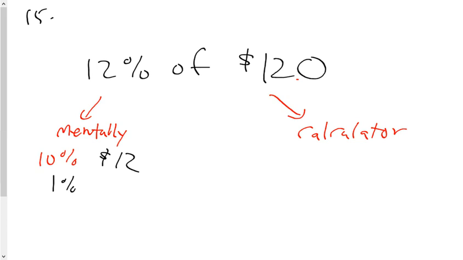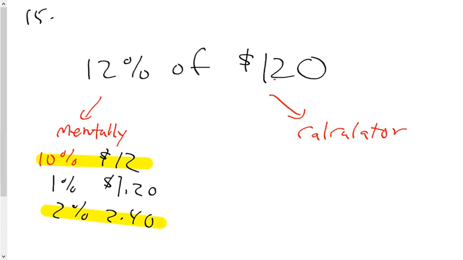1%, you move it 2 spots. So 1% would be $1.20. And therefore, 2% would be $2.40. So if I know that 10% is 12 and 2% is $2.40, adding those together would be 12%. So therefore, our answer would be $14.40.